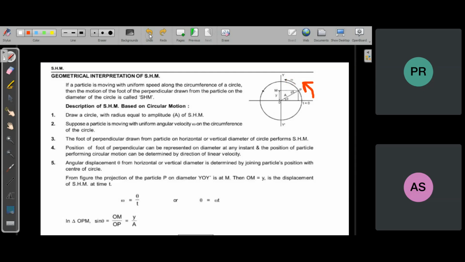Is it visible? Yes, sir, it is visible. At any instant of time, suppose that initially, at t equal to 0, the particle was here. Then at any time t, the particle will reach here. This is the position at time t. So I'm writing.